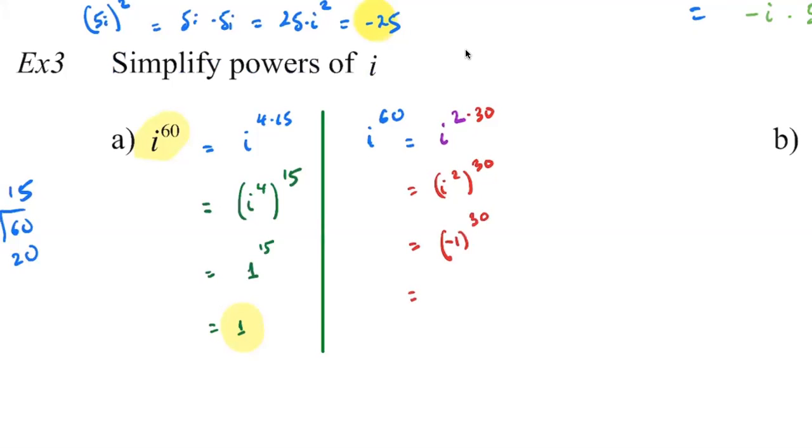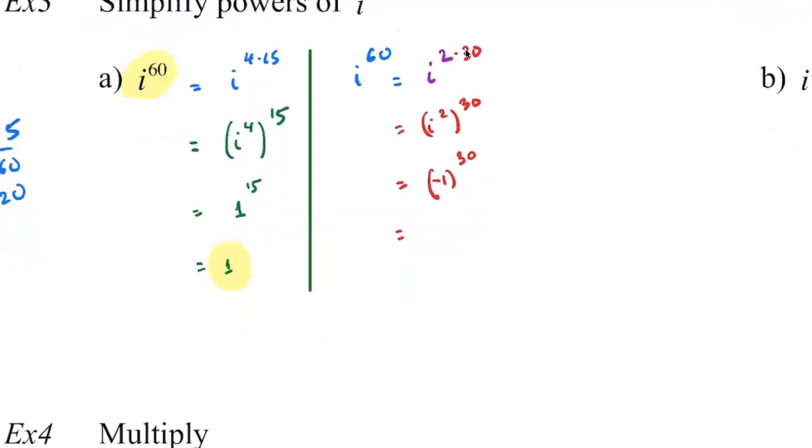So imagine multiplying -1 by itself 30 times. There's going to be an even number of negative signs, so that's going to be a +1, right? So the same answer there. Either way it will work.